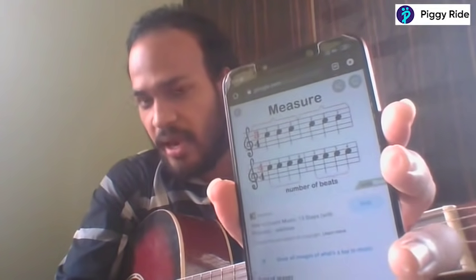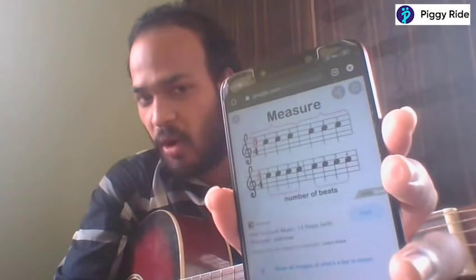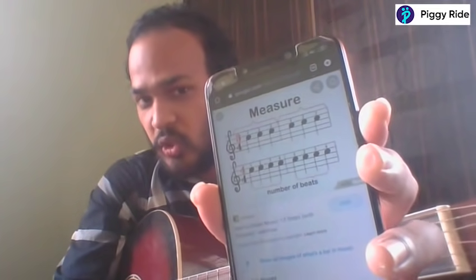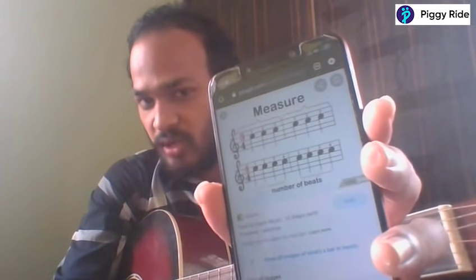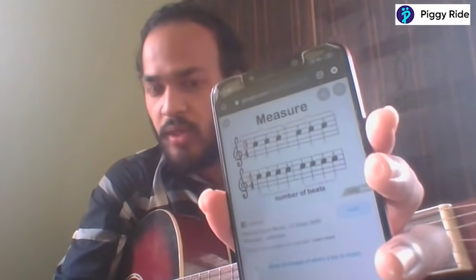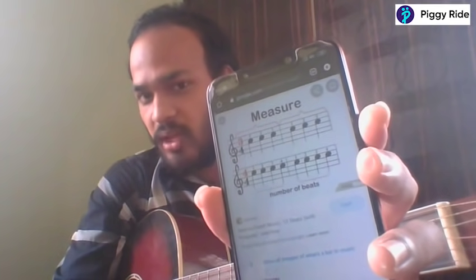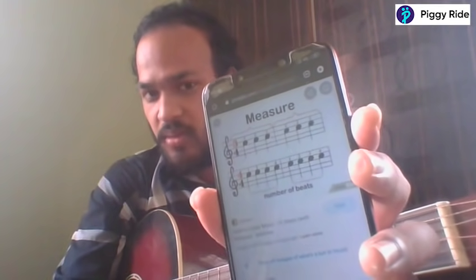See, 1 2 3 and again 1 2 3. So in a bar, how many notes are there? 3 notes. Similarly, how many bars are there? Total 2 bars. And each bar contains how many notes? 3 notes. And that's how the song is going to be. The whole song is going to be in the same 3 by 4 rhythm.